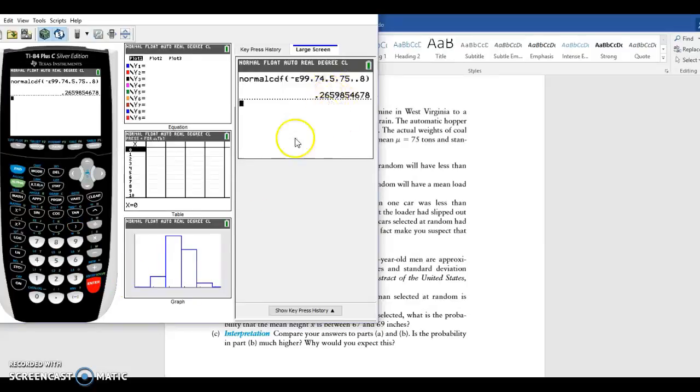So we have 26%, or basically 27% chance. So 1 out of 4 cars is actually going to have less than 74.5, even though they all average around 75. So about 1 out of 4, 25%, or in this case, close to 27%.